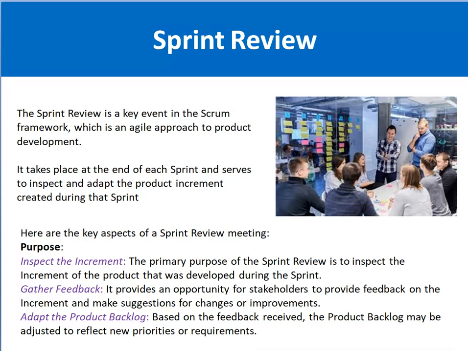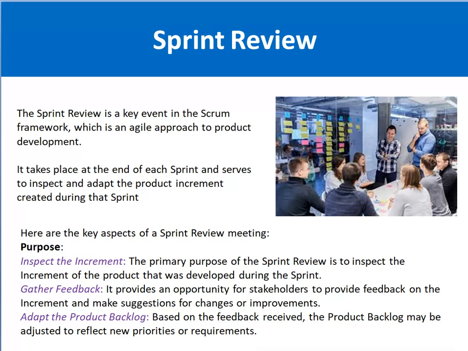A sprint is simply a 3 to 4 week time period in which the Scrum team develops, tests and deploys the tasks. Now the key aspects of the sprint review meeting are: first, the purpose. The first purpose is the inspection of the work which has been developed during the 3 to 4 week time period, or you can say the sprint. Then, gather feedback. This is the second purpose.